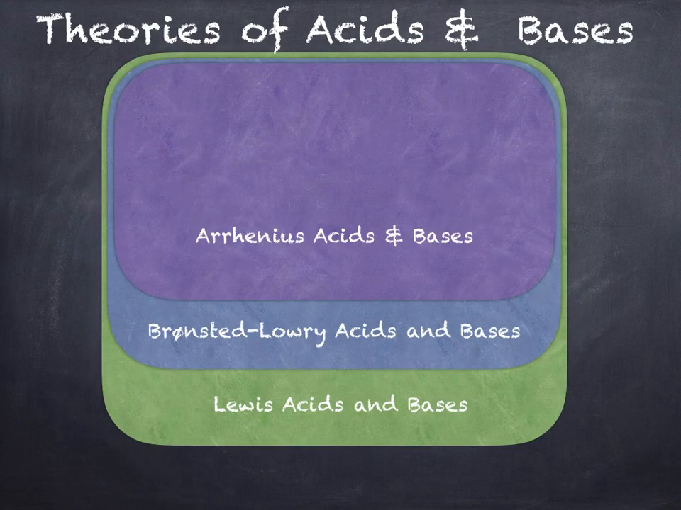Okay, in summary, again, this is that flow chart that overlaps all of the different theories of acids and bases. Again, they are not exclusive. They overlap with one another, so it's kind of a nested hierarchy. Lewis acids and bases, that's all acids and bases. It encompasses Bronsted-Lowry acids and bases, which encompasses Arrhenius acids and bases. So, I know that sounded confusing. You can go back and rewatch the video. I hope that made some sense.